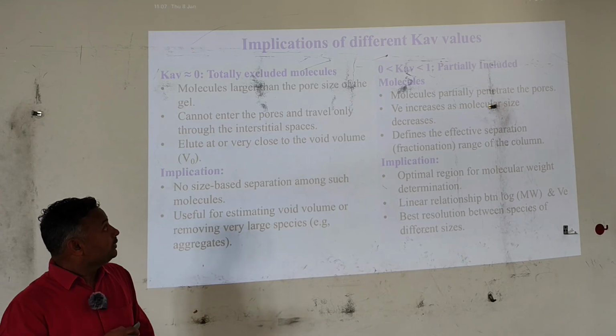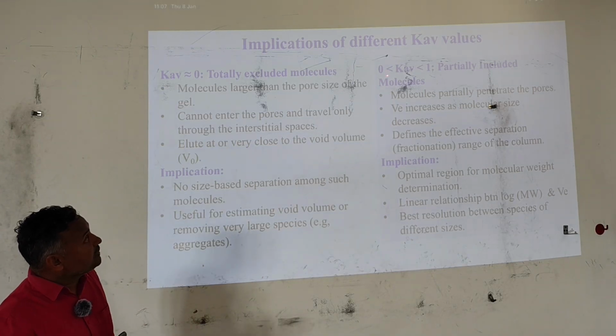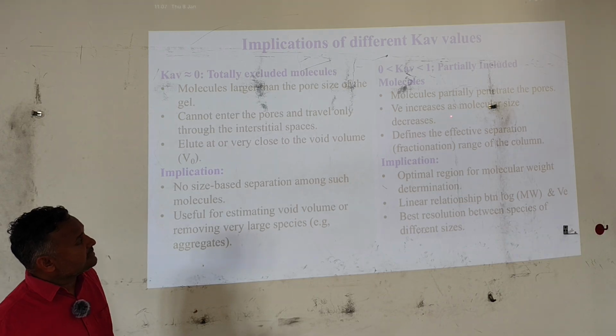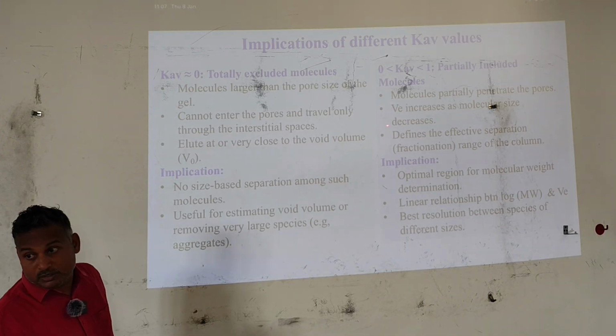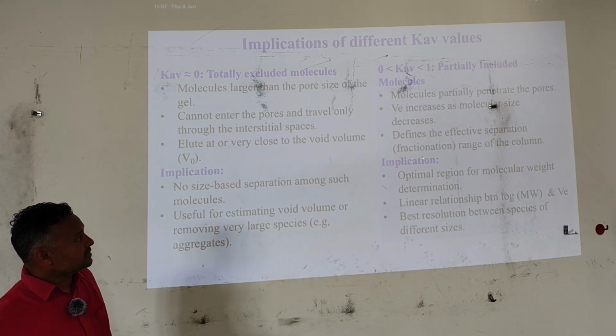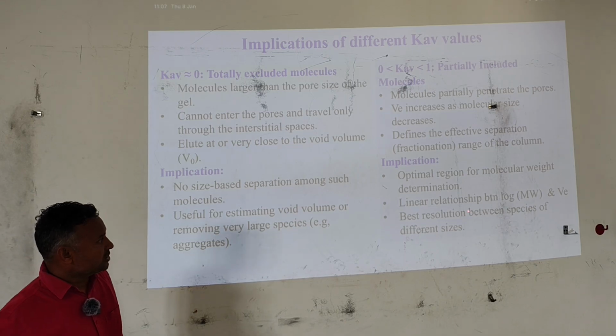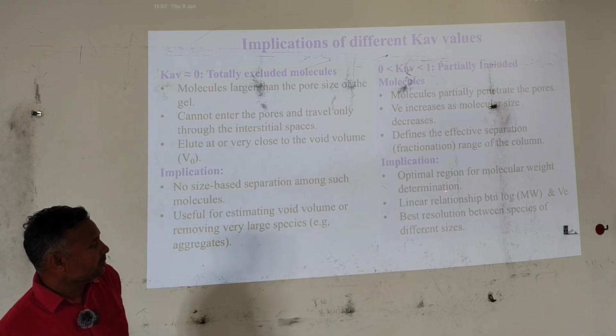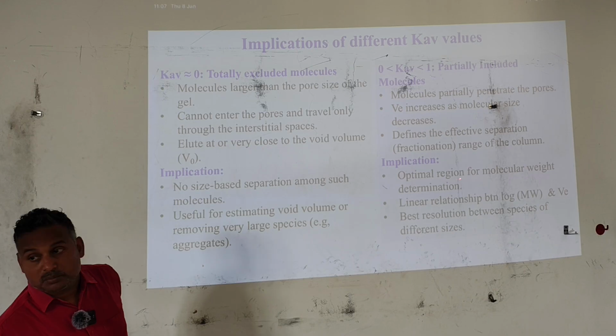Now, if KAV is between 0 and 1, that means KAV greater than 0 and less than 1, these are partially included molecules. Molecules partially penetrate the pores. VE, the elution volume, increases as molecular size decreases. This defines the effective separation range, the fractionation range, of the column. Implication: this is the optimal region for molecular weight determination.